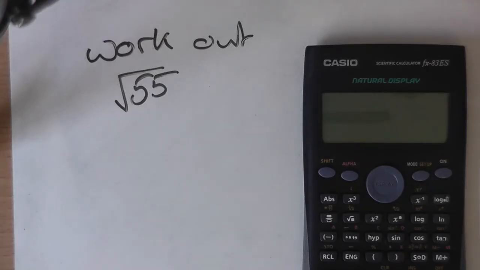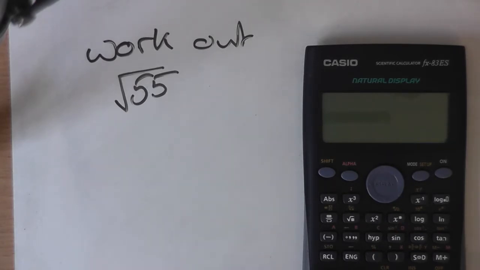And to do that, we'll need a calculator. Work out the square root of 55. Now 55 is not a square number. 55 was not on that list of square numbers. We had 49, we had 64, but we did not have 55. Which means the answer to this is not going to be a whole number. Only the square numbers will give us whole number square roots.